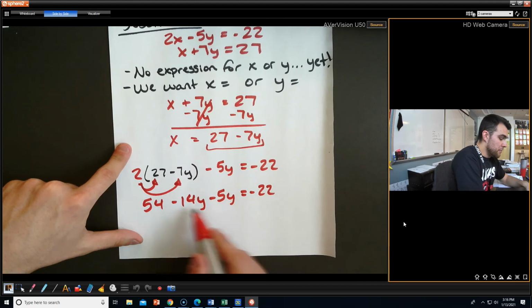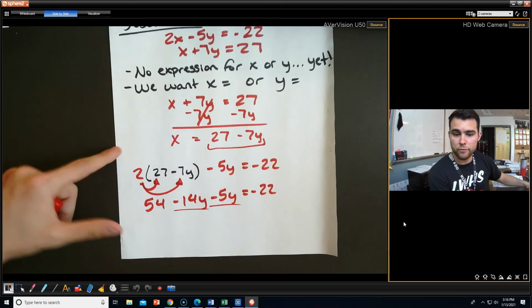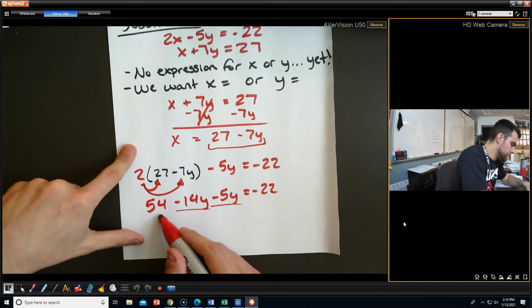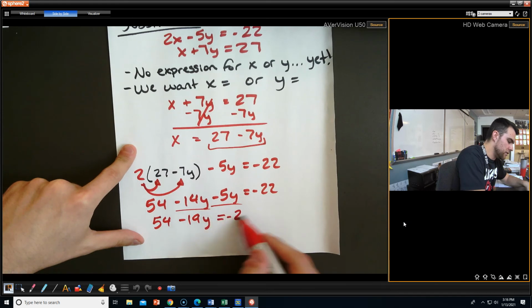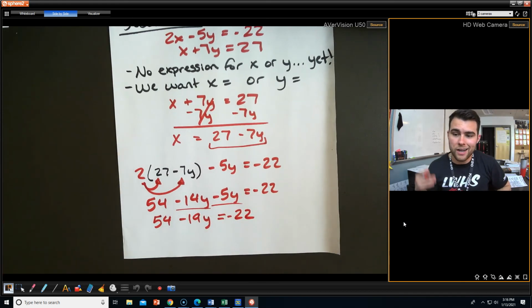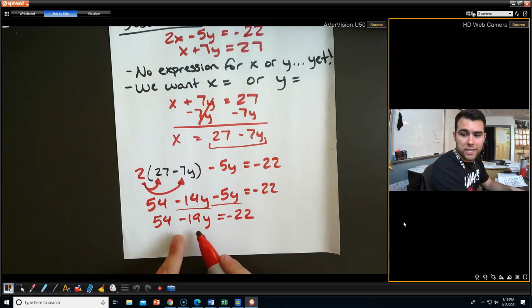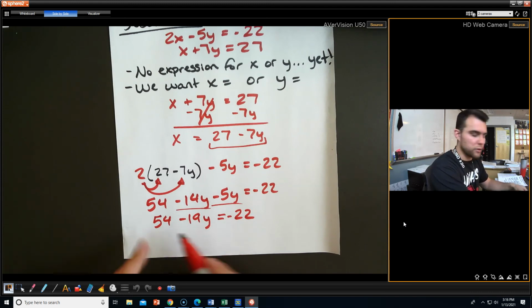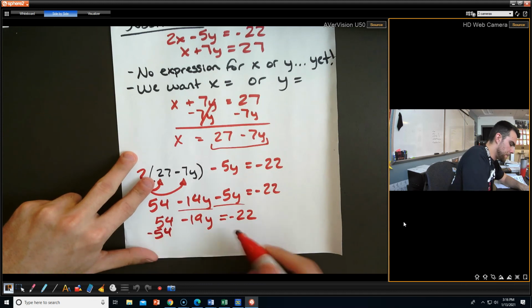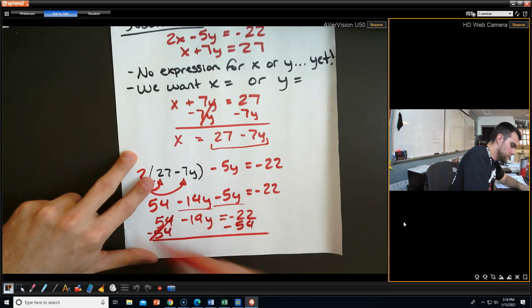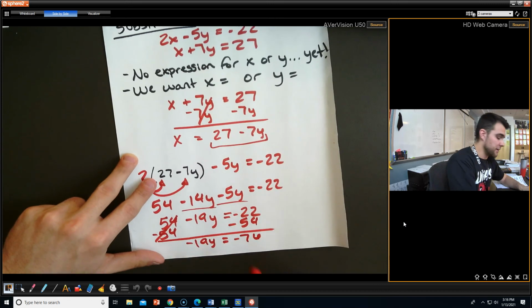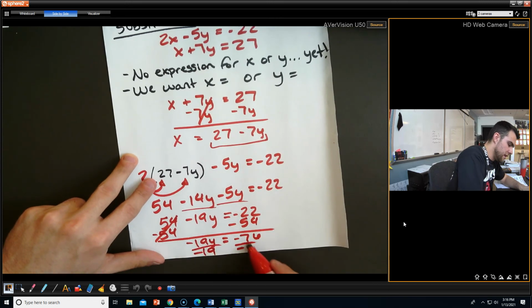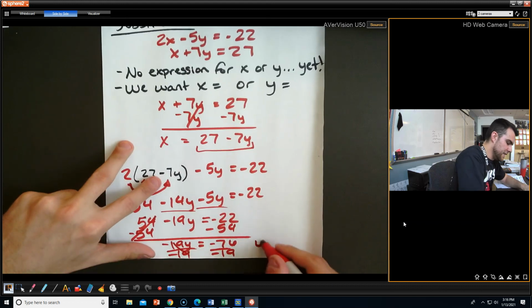Let's go ahead. We can combine these because they're like terms. Negative 14 minus 5 is negative 19. So 54 minus 19y equals negative 22. Two-step equation. I can get rid of the plus 54. It's easier. So I get negative 19y is equal to negative 76. And if you put that in your calculator, because I don't have that memorized, you're going to end up getting y is equal to 4.